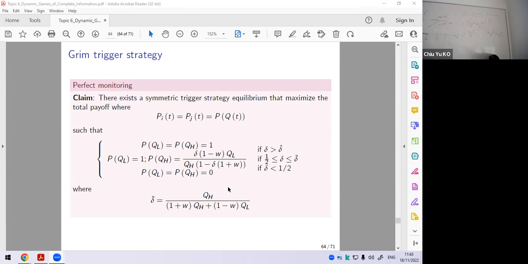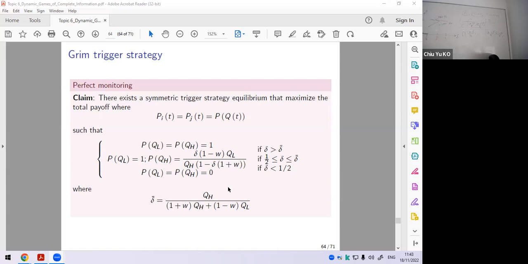This is symmetric. Oh, asymmetric? Yeah, you can. But focus on the symmetric one. Well, as we see, it's the Folk Theorem. So many things can happen. Remember I said the Folk Theorem says anything on the frontier can happen. So we don't know which one to pick.